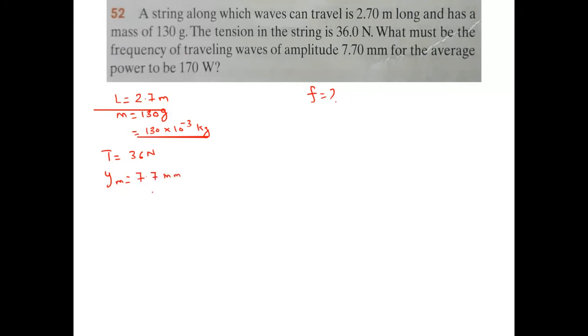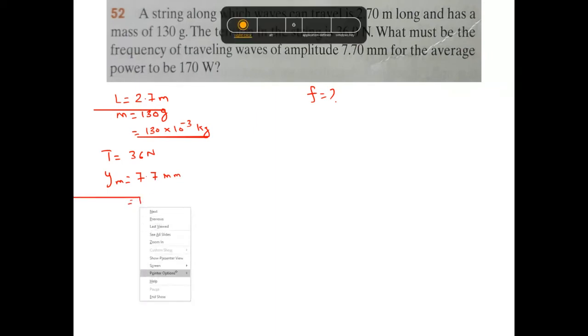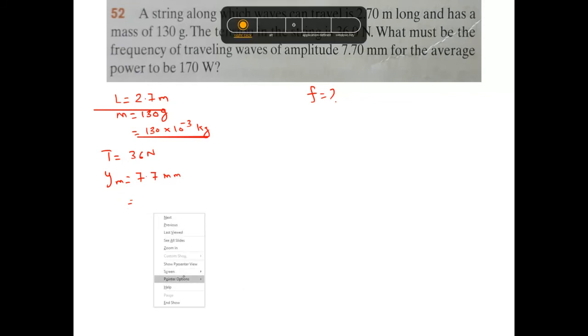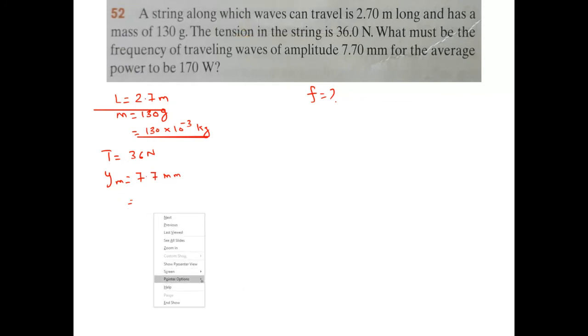7.70 millimeter. If you convert this millimeter to meter, you will get 7.70 multiplied by 10 to the power of -3. Because when you convert millimeter to meter, it is 10 to the power of -3. When you convert centimeter to meter, it becomes 10 to the power of -2. So don't get confused. Okay.